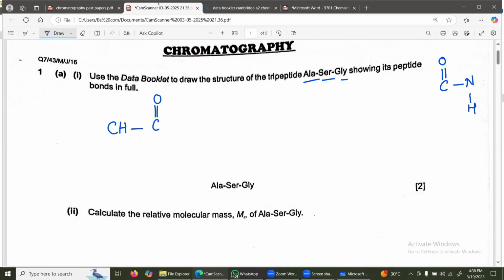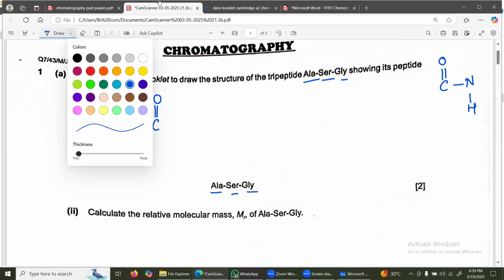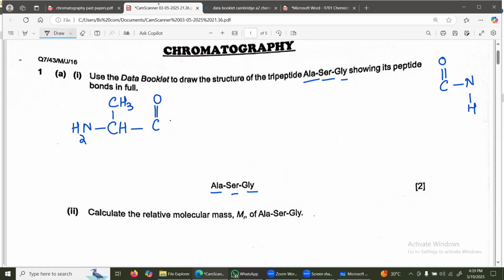So for example, this is for alanine, and I need to know that your sequence should be accordingly. Like first of all, you have to draw alanine, then serine, and then glycine. If you change the sequence, then the answer will be wrong, obviously. So for example, this is like this, and in alanine, the R group is CH3, obviously, and let's say this is NH2.